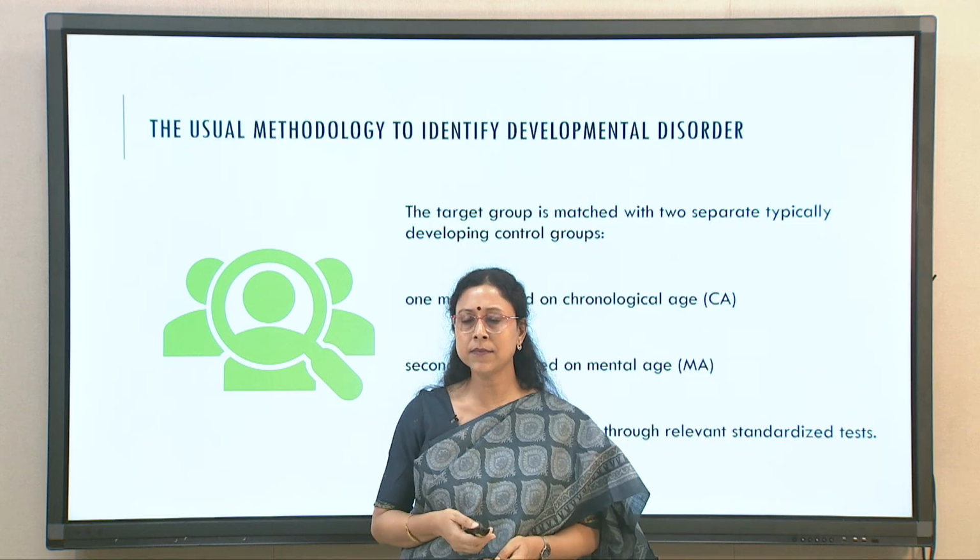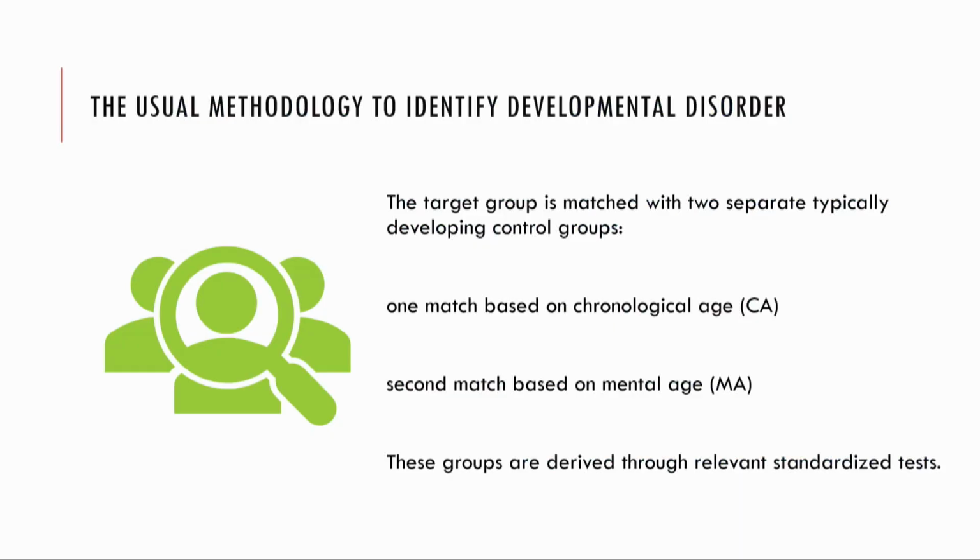Now, how do you know who is atypical, who is not within the normally developing range? Typically there are many test batteries, which are not within the scope of this course, that are used for diagnostic purposes. Using those diagnostic tools, some children will be put together in some bracket or the other. The typical procedure goes like this: the target group will be matched with two separate typically developing control groups, who do not exhibit those language learning or other cognitive deficits.